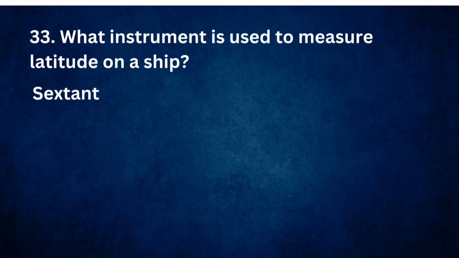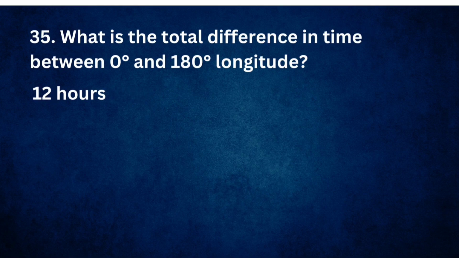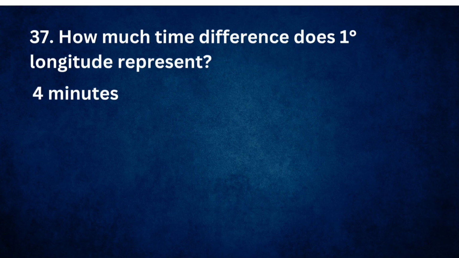What instrument is used to measure latitude on a ship? Sextant. What instrument is used to measure longitude? Chronometer. What is the total difference in time between 0 degrees and 180 degrees longitude? 12 hours. How much time difference is there between every 15 degrees longitude? 1 hour. How much time difference does 1 degree longitude represent? 4 minutes.